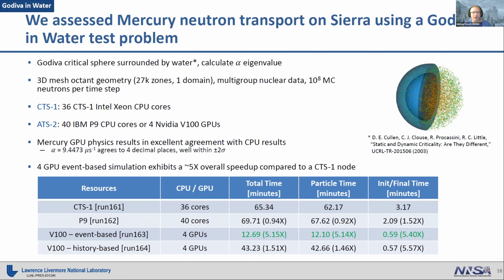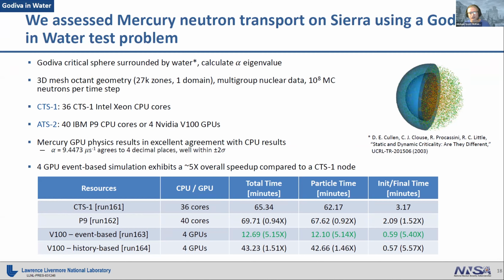Here's a bit more about the Mercury Godiva and water problem. It's an octet geometry with 27,000 zones. We run 10 to the 8th particles and do an alpha calculation, so you have facet crossings, collisions, and census events. CTS1 is our standard CPU-type computer we used to buy. It's the Intel Xeon with 36 cores, while the P9s are the CPUs on Sierra, and the V100s are the GPUs on it.